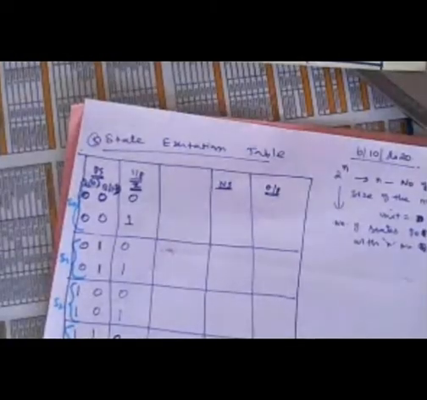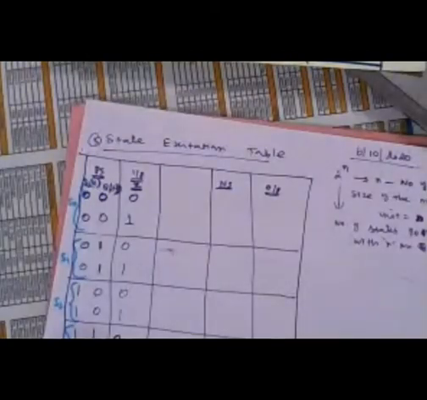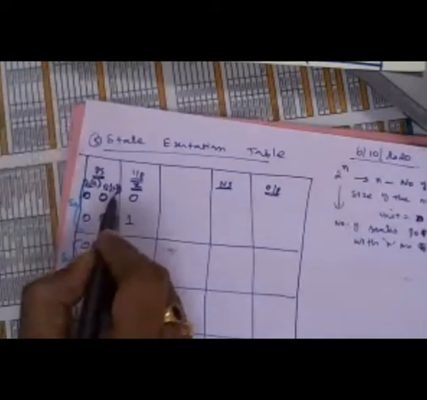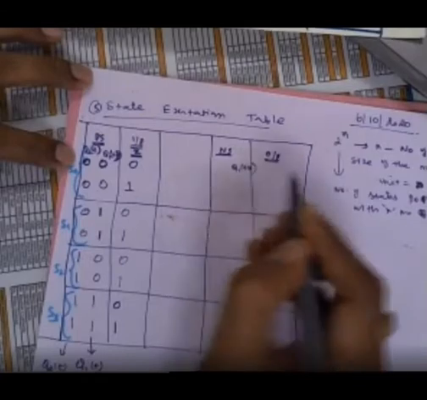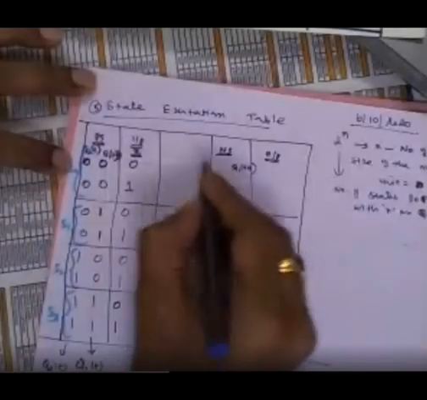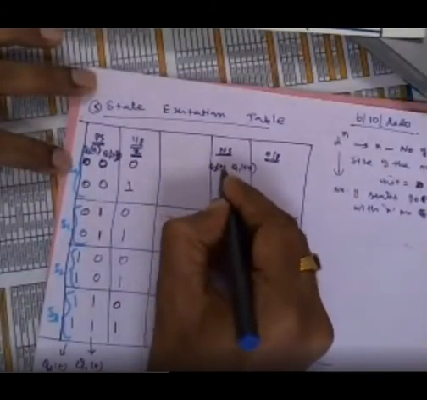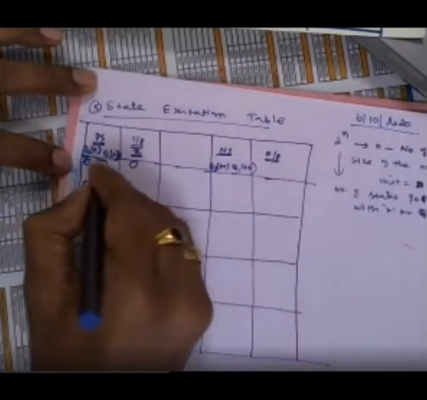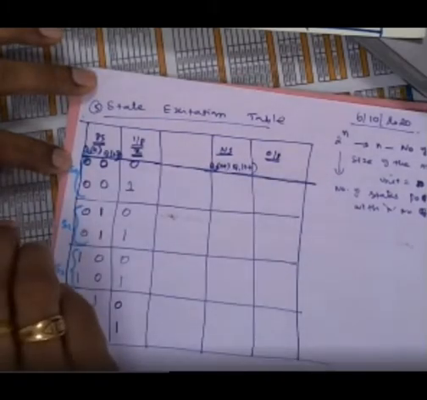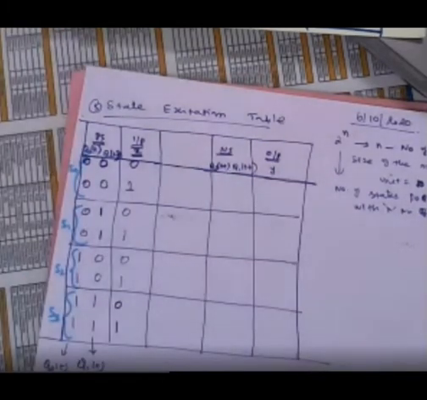Rising edge of the clock, right? So once the clock is applied, Q1 of t will become Q1 of t plus 1, and Q2 of t will become Q2 of t plus 1, then the output is Y here. Q1 of t plus 1 indicates the future output, the next state of the circuit, right?